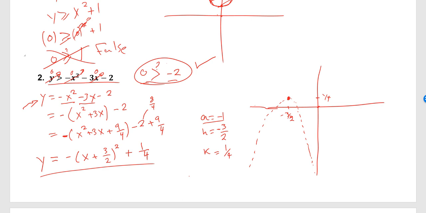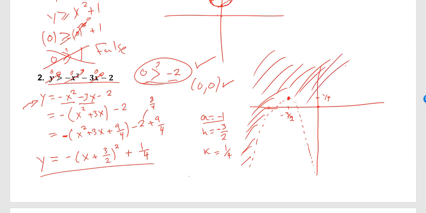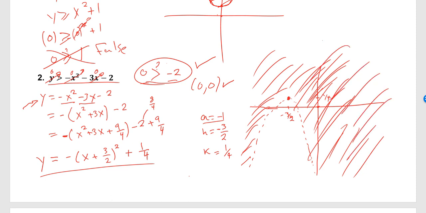So since this is a true mathematical result, the point I chose is part of the solution region. So since the origin is outside the graph, the solution region is everything that's outside of the quadratic curve. Okay, everything out here.